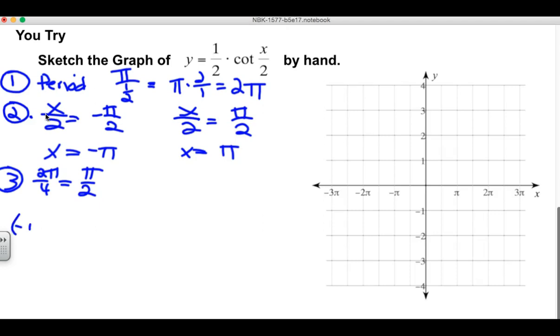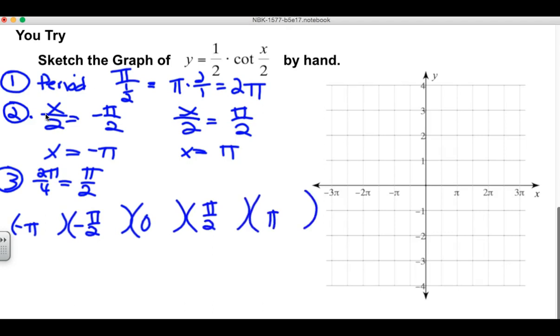First one is going to be at negative pi, then add a half, so that's going to be negative a half, so negative pi over 2. Add another half, that gets you to 0. Add another half, that's positive pi over 2. And add another half, and that gets you to pi, which is our last key point. Of course, the first and last key points are going to have asymptotes.